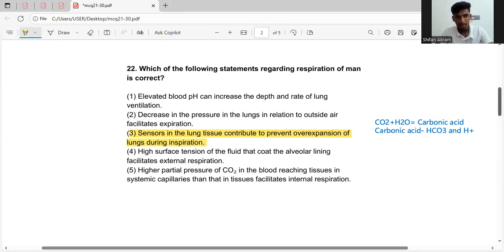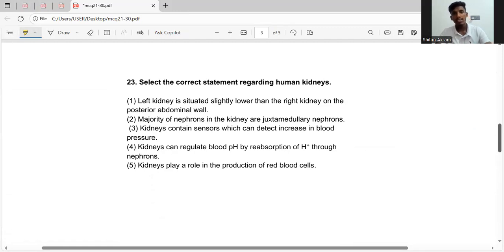So now let's go through the 23rd question. Select the correct statement regarding human kidneys. The first statement says the left kidney is situated slightly lower than the right kidney on the posterior abdominal wall. Okay. So we know one of the kidneys is slightly lower than the other kidney, but we don't know which kidney it is. So now let's take a look at it.